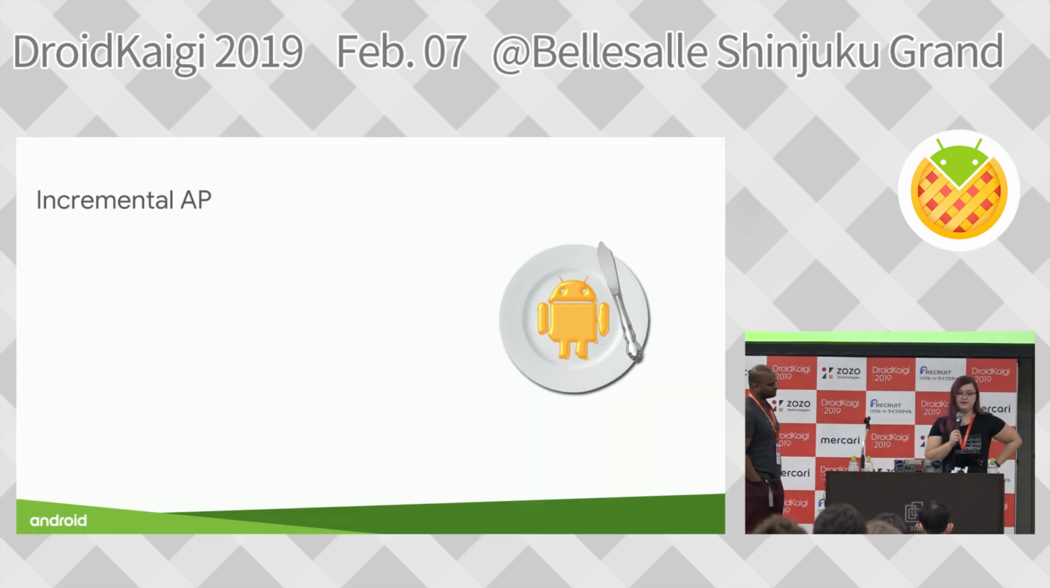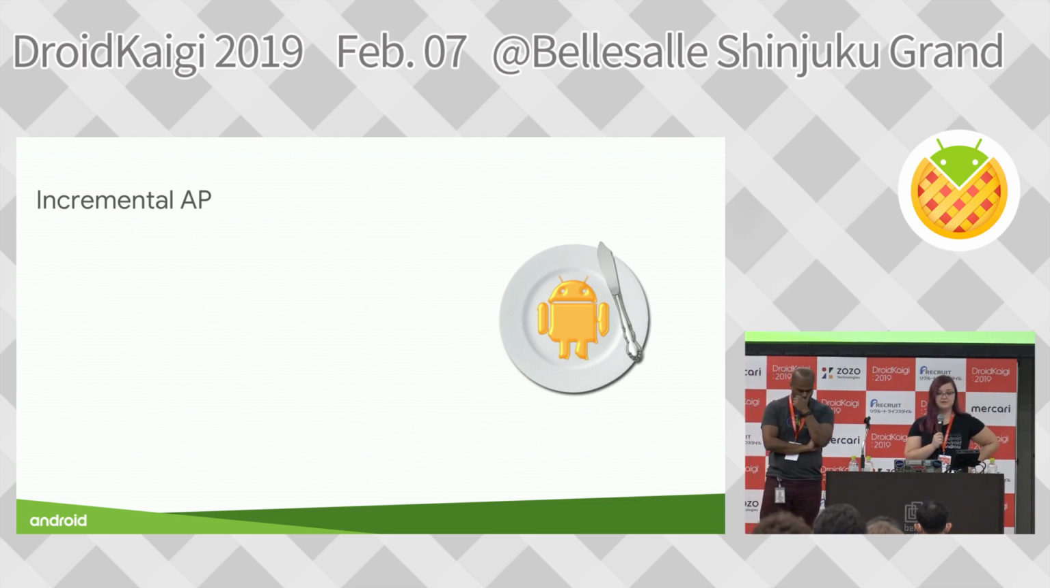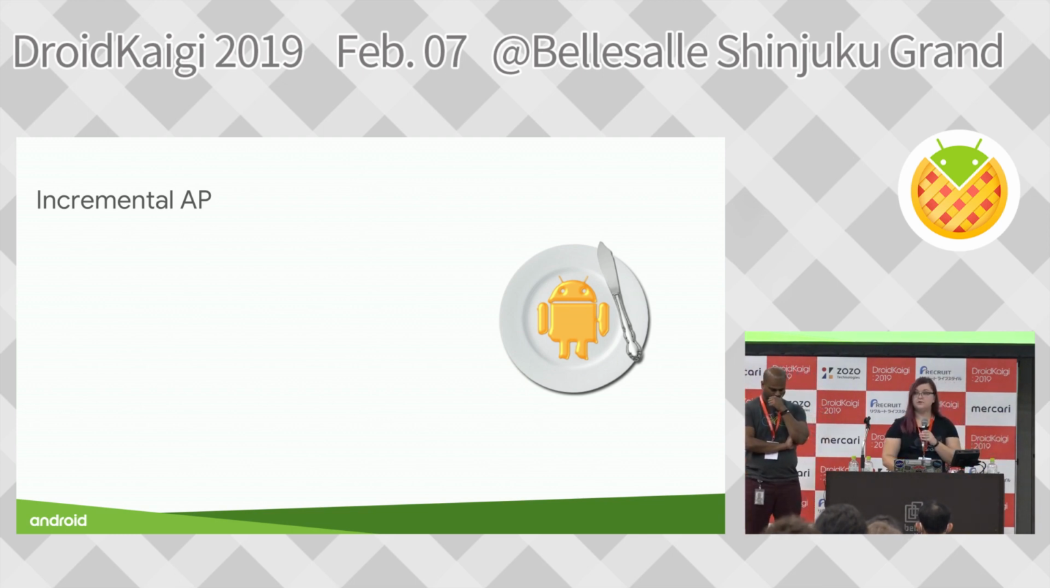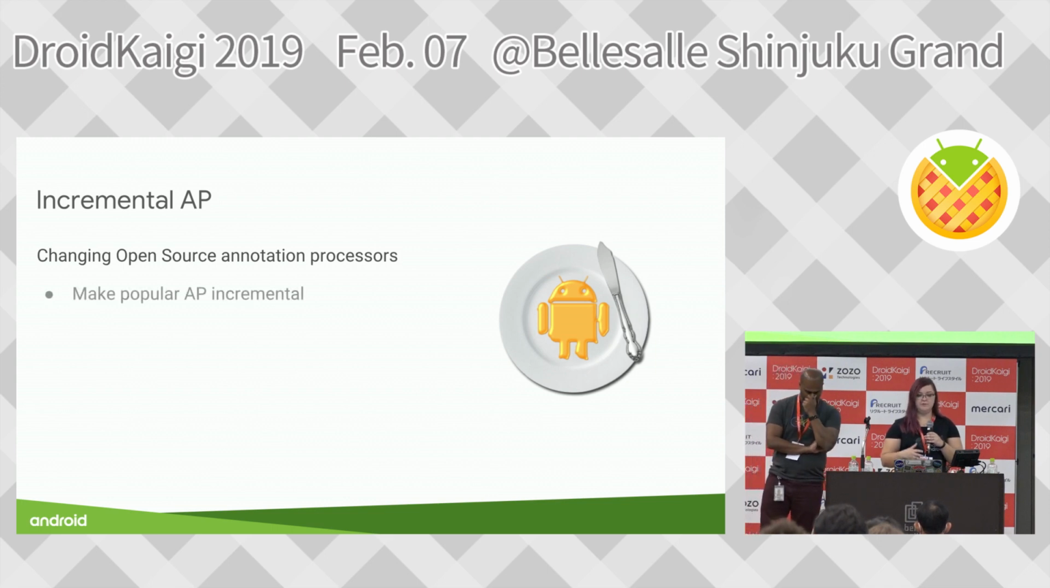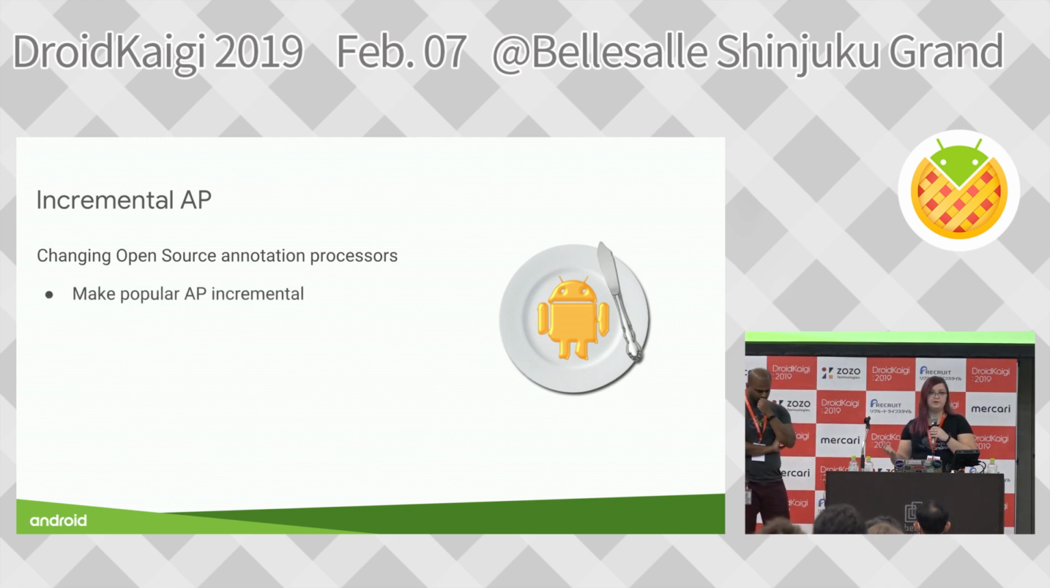Another thing, incremental annotation processing. Google, Gradle, and the open source community are working together to make annotation processors more incremental. Some of them, like Dagger and AutoValue, are already finished, so feel free to update to the newest versions. Butterknife is also in process, so you can track the progress on its GitHub page.